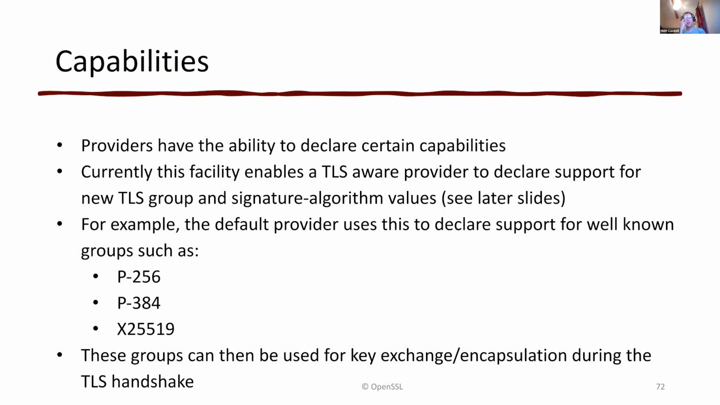So the default provider, as an example, declares support through these capabilities for P256, for P384, for X25519, and a whole list of other groups. They're all declared as a capability. And then libssl, once it's found out what capabilities its provider supports, it can then use the groups that it's learnt through that process for key exchange and encapsulation during the TLS handshake.